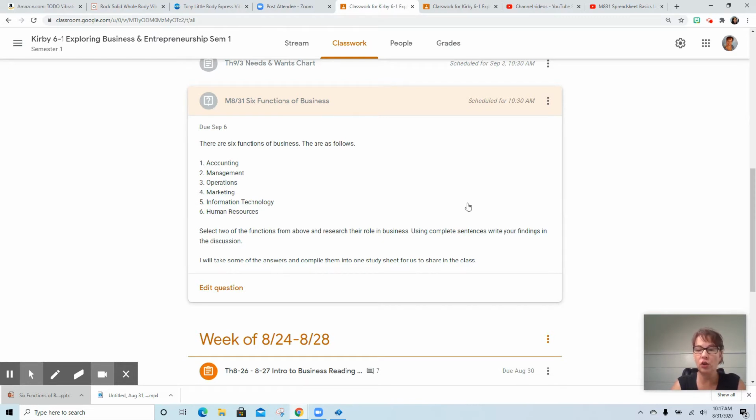So your instructions are to select 2 of the 6 functions and research their role in business. Using complete sentences, you are then going to write your findings in the discussion. I'm going to collect some of the answers and put them in a PowerPoint for you to be able to reference at a later date.